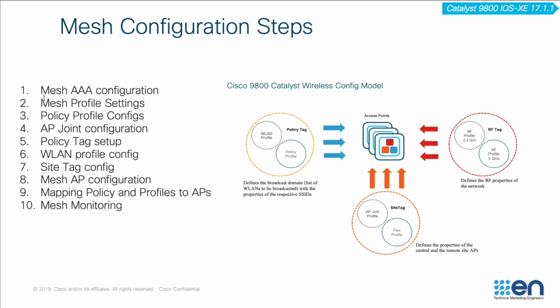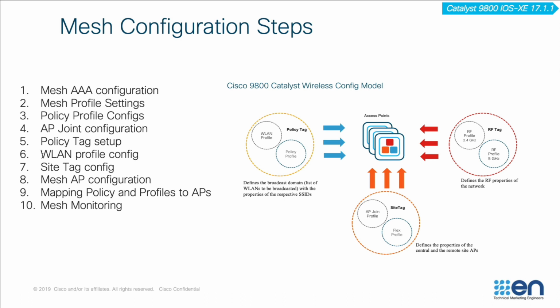First, we're going to discuss the AAA provisioning of mesh access points. Again, it can be done by AAA provisioning or by using just MAC addresses or even PSK. Then we're going to create mesh profile settings inside policy profiles. After that, we're going to talk about AP join configuration and policy tag setup.